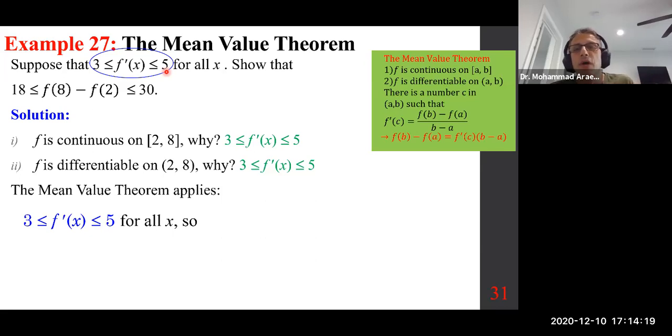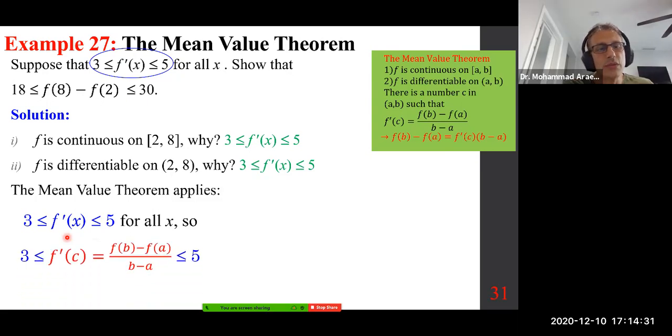So f prime is f of b minus f of a over b minus a, or you do the cross product. So this is the case. If f prime is between 3 and 5, that means f prime of c is between 3 and 5, and f prime of c is this. Remember, f prime is between 3 and 5. So f prime of any number such as c is f of b minus f of a over b minus a. So we are going to multiply by b minus a, where b and a are 8 and 2. Remember, this is a.